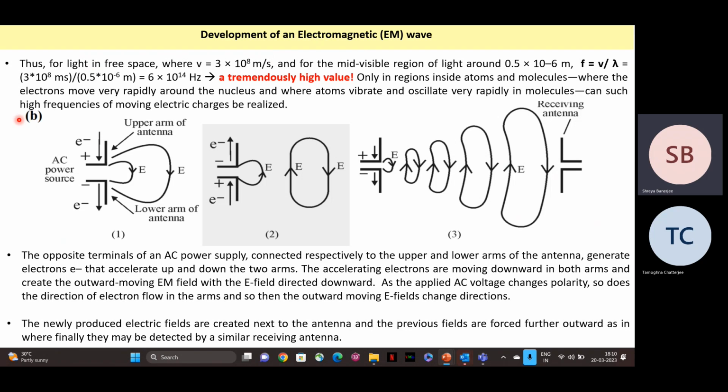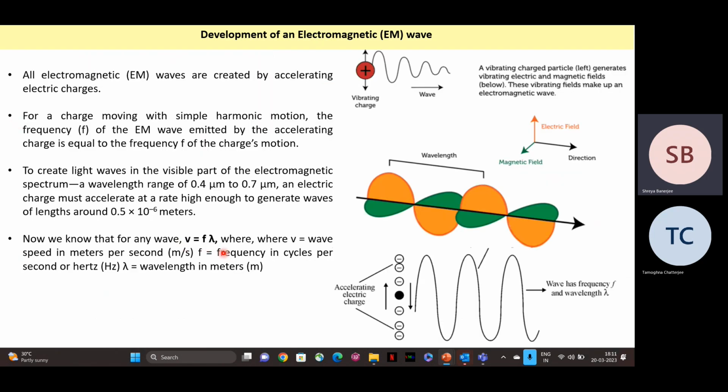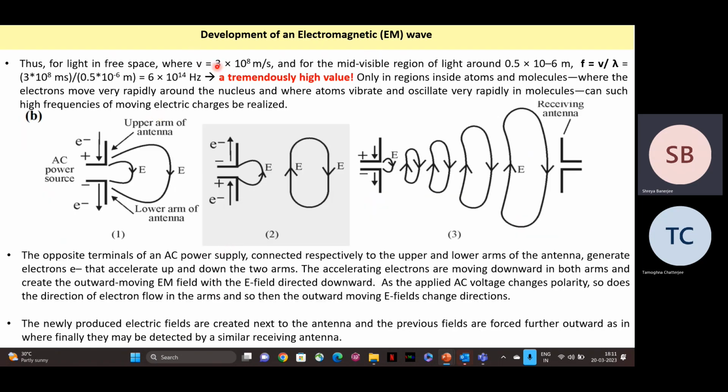Like we saw, the formula for the velocity of the electromagnetic wave is v equals f lambda. Now we know that the velocity of any light wave in space is 3 times 10 to the power 8 meters per second, and we want light in the visible range, so suppose 0.5 times 10 to the power minus 6 meter. If we rearrange v equals f lambda, we get f equals v by lambda, in which we take v as 3 times 10 to the power 8 meters per second, and lambda as 0.5 micrometer, which is in the visible range.